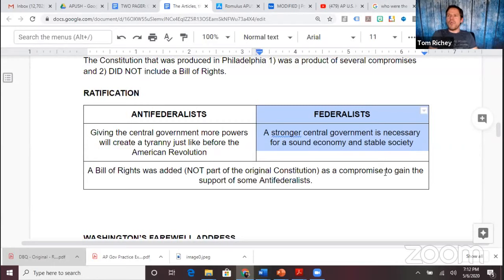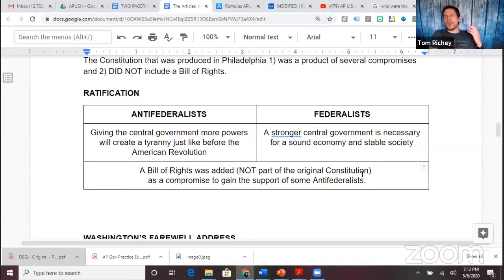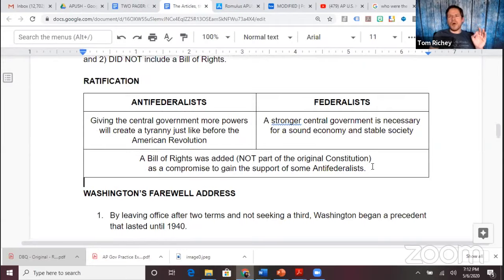Now, what we want to note here is that the Bill of Rights was added, okay? So as a compromise, it's not part of the original Constitution, okay? So not part of the original Constitution as a compromise in order to gain the support of some Anti-Federalists. So this is something that's important when we think in terms of that the moderate Anti-Federalists came around on this later on, but the Bill of Rights was not part of the original Constitution.